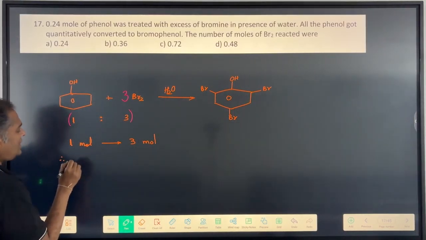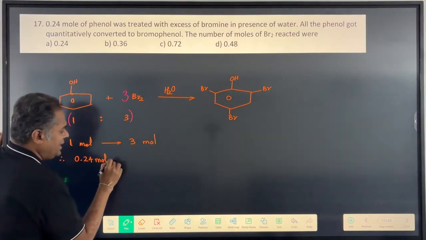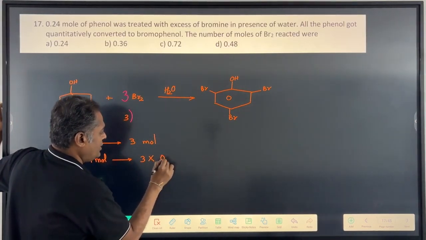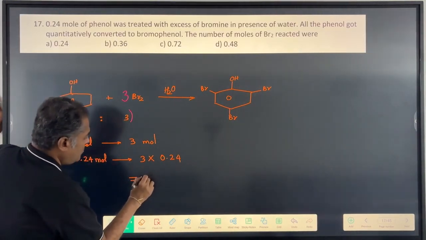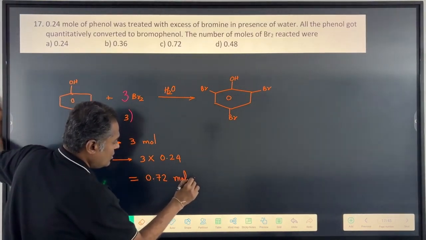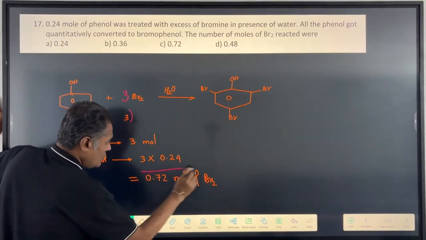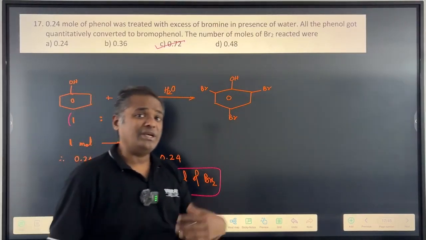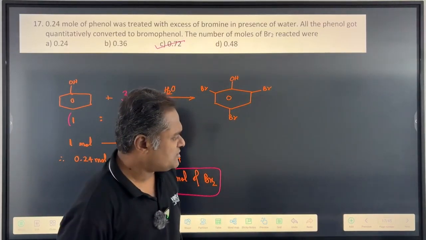Therefore, if I take 0.24 moles, it will give me how much? Basically it is a cross multiplication, 3 into 0.24, and that is the answer. So, what you get is 0.72 moles of bromine would be required, and the correct answer is option C. Here the important part was that the reaction of bromine to phenol in water is 1:3 in ratio. Is it done, child? Let us proceed with the next question, child.